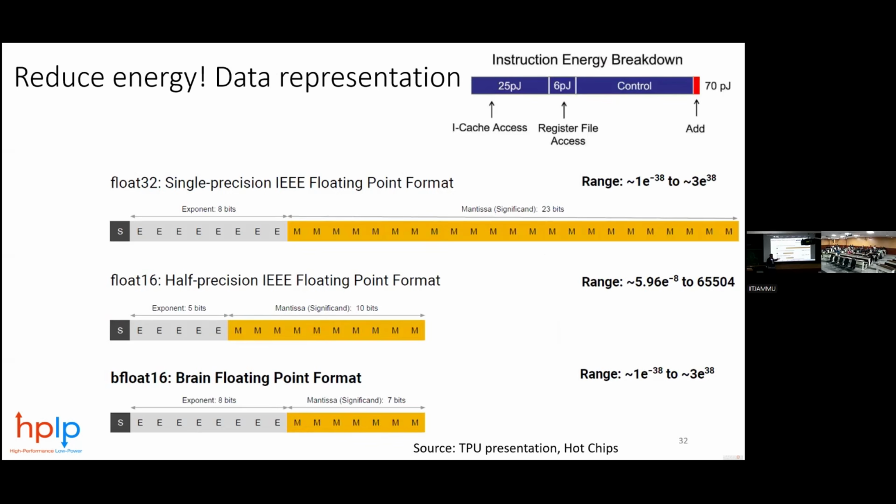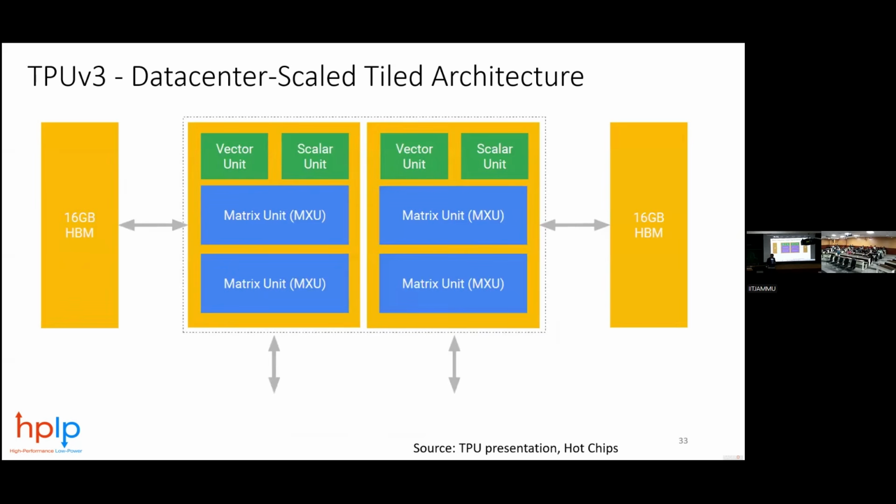So here is the bfloat versus the float. Like I said, the mantissa has fewer bits than the IEEE standard float, and the exponent has more bits. Based on trial and error, I guess they figured out that this works better for AI applications. Then TPU V3.